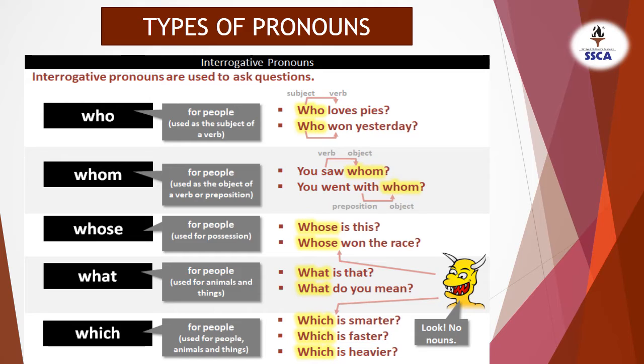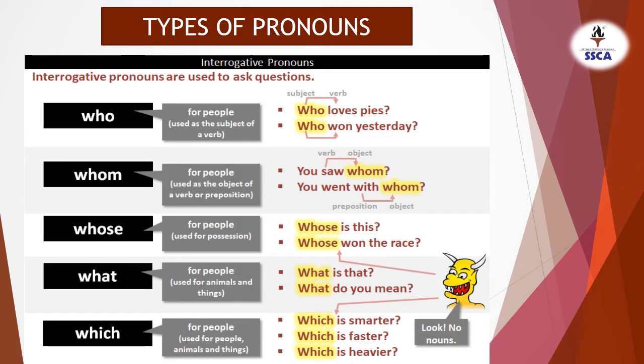Now the fourth is what, and we use what for animals and things, like what is that and what do you mean. The fifth one is which, and we use which for people, animals and things, like which is smarter, which is faster and which is heavier.